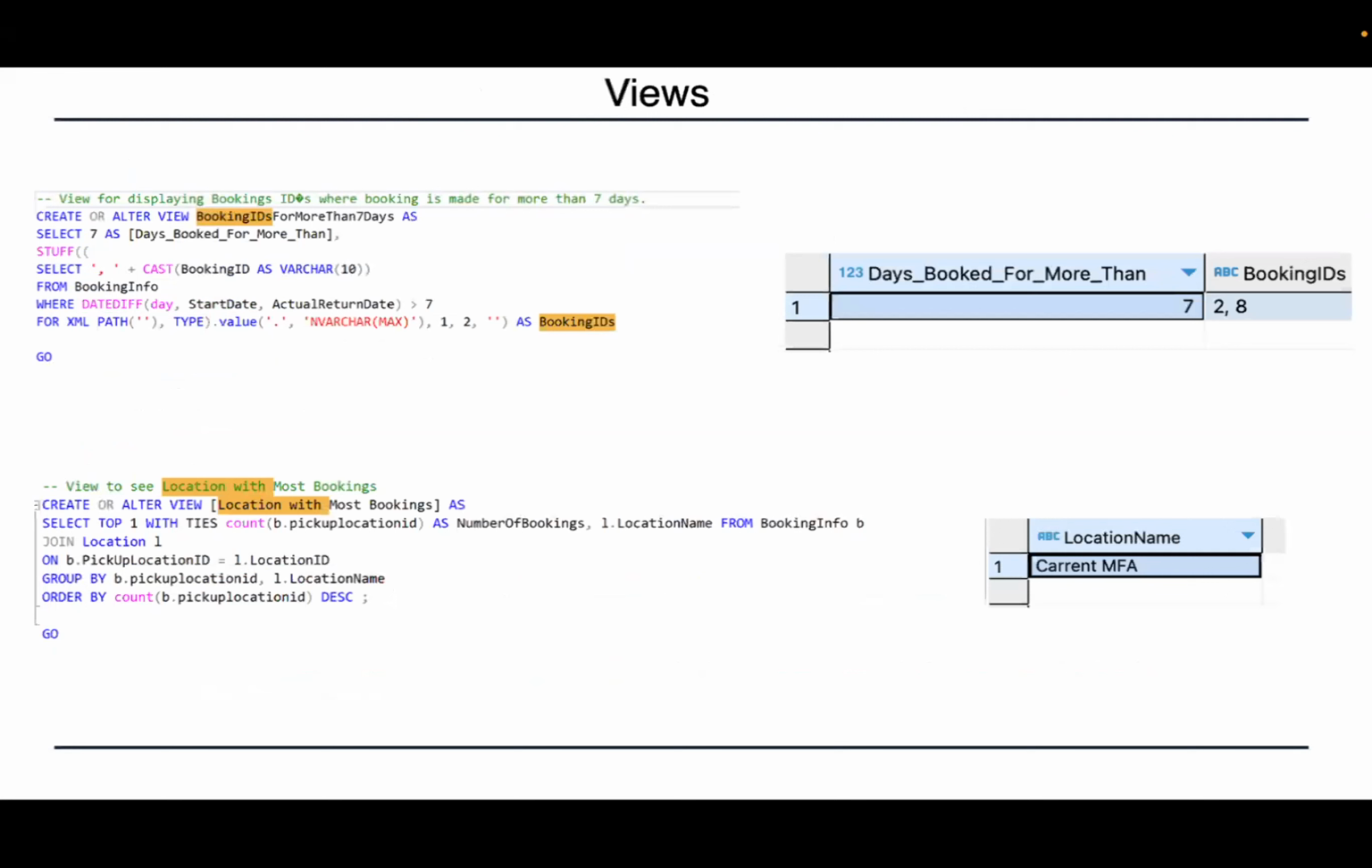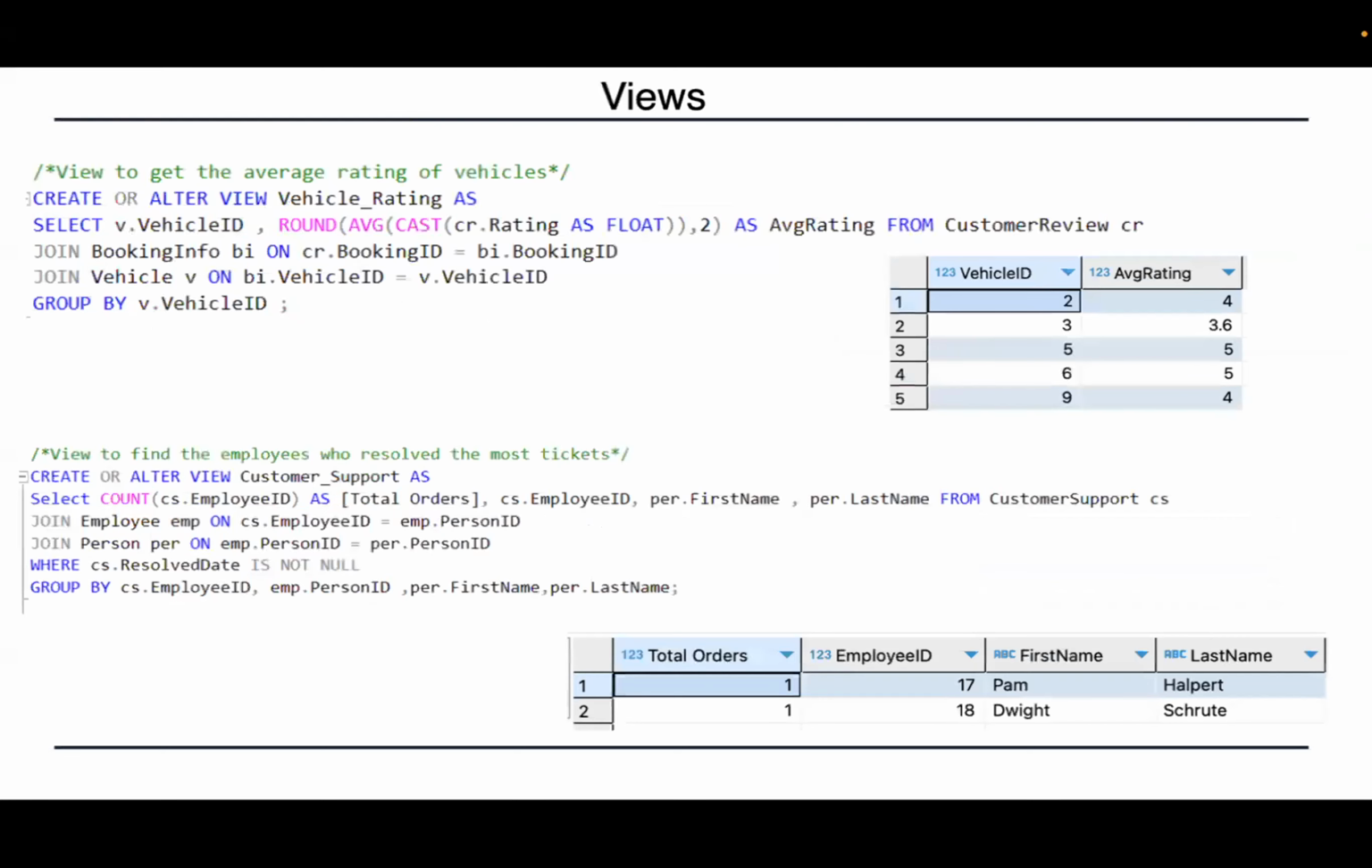Next slide. We have implemented 4 views in our system. In the first view, we are displaying the booking IDs in a horizontal format, where if the duration is more than 7 days, then the output will be displayed in the view. In the second view, we are showing the location which has the most bookings. We have used the TOP clause with the TIES keyword to implement it.